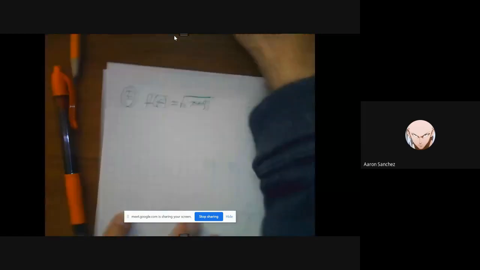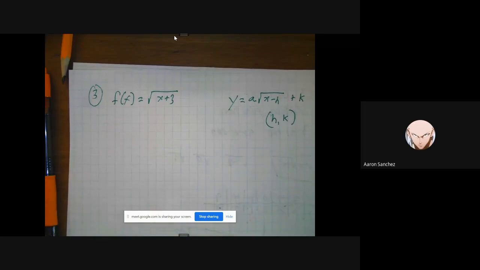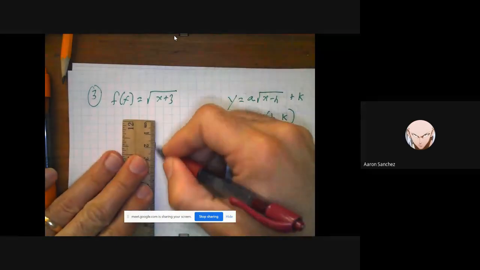Oops, can you see that with my glare? Let me shift everything so the glare is not in the way. Right, so the h and k is the same. So let's graph it with the h and k. Here we go.